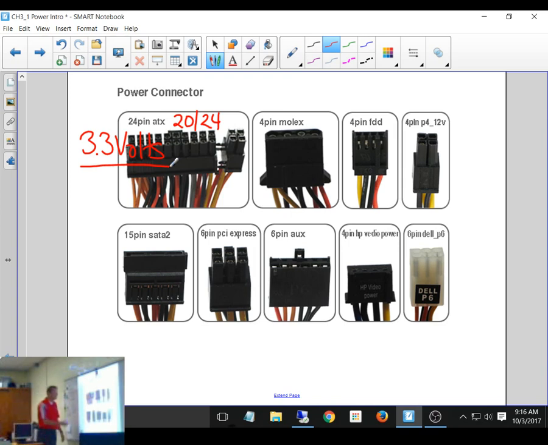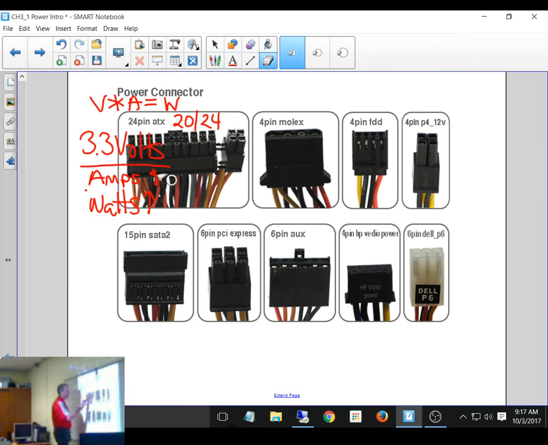It actually means if the watts are high on this motherboard, what does it mean? It means the amps are also high. Okay? Because volts times amps equal power, or wattage. Okay? So just because it's the lowest voltage does not mean it uses the least amount of power.